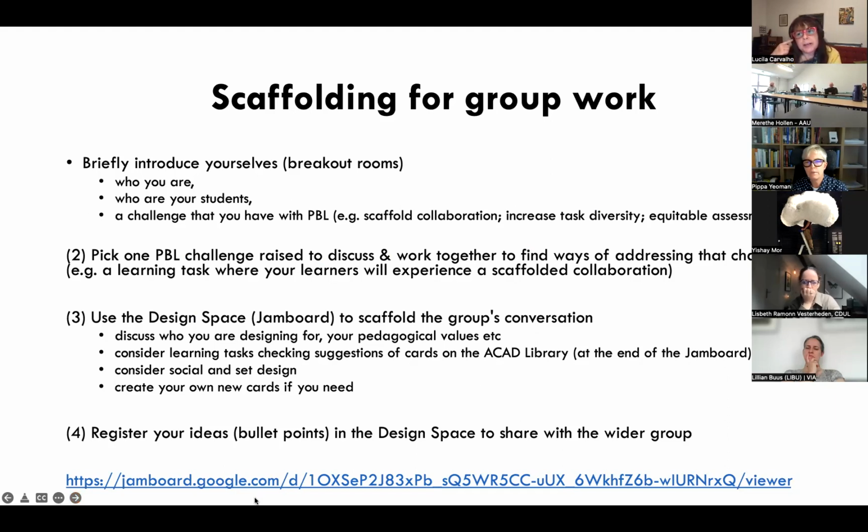But as we go into the breakout rooms, the idea is to introduce yourself, to talk about who you are and who your students are, and then to decide on a challenge that you would have in terms of PBL. So it could be figuring out ways of scaffolding collaboration, or ways of increasing task diversity, or designing equitable assessments. If each person in the group brings one challenge that they are imagining, the group then decides which one they are going to work on together. And the idea is then to find ways of addressing that particular challenge, or brainstorming ideas that could address it.